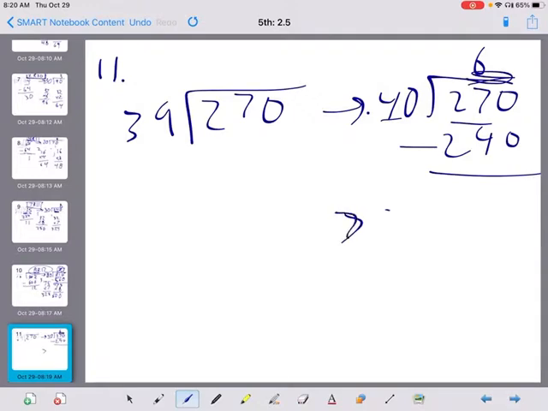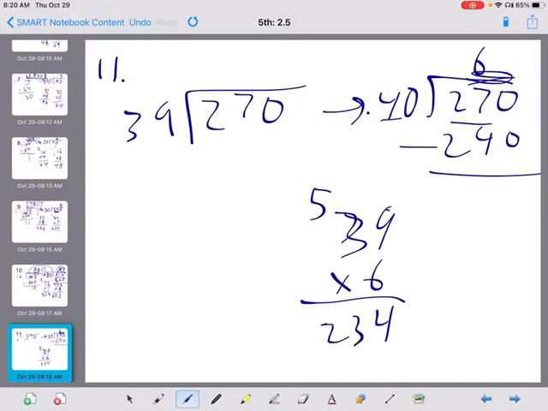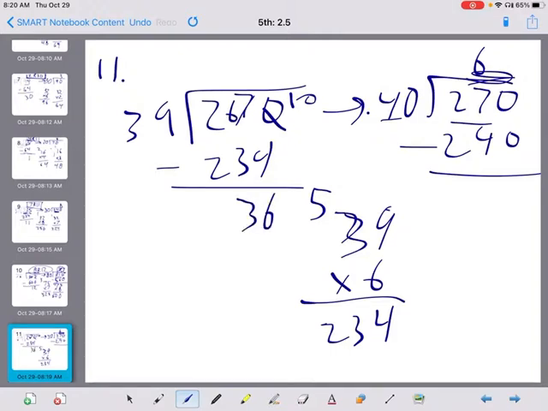39. Oops, make this proper 39. 39 times 6. 9 times 6 is 54. 6 times 3 is 18, plus 5 is 23. So 234. Let's see. Is it going to work out this time? Becomes 10. This becomes 6 then. 10 minus 4 is 6. 6 minus 3 is 3. 36. Hey, look, we actually figured it out for once. We didn't figure it out first guess. So it's 6, remainder 36.